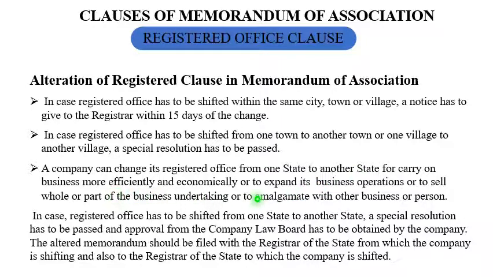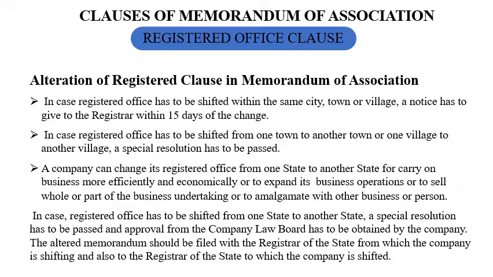For carrying on business efficiently or economically, or to expand the business operation, or to sell the whole or part of its business undertaking, or to amalgamate with another business or person. In such a case, a special resolution has to be passed and approval from the company law board has to be obtained by the company. And the altered memorandum should be filed with the registrar of the state from where the company shifted, and also with the registrar of the state where the company is shifting. दोनों स्टेट के रजिस्ट्रार को क्या करना है? मेमोरेंडम, अल्टर्ड मेमोरेंडम का कॉपी सबमिट करना है.